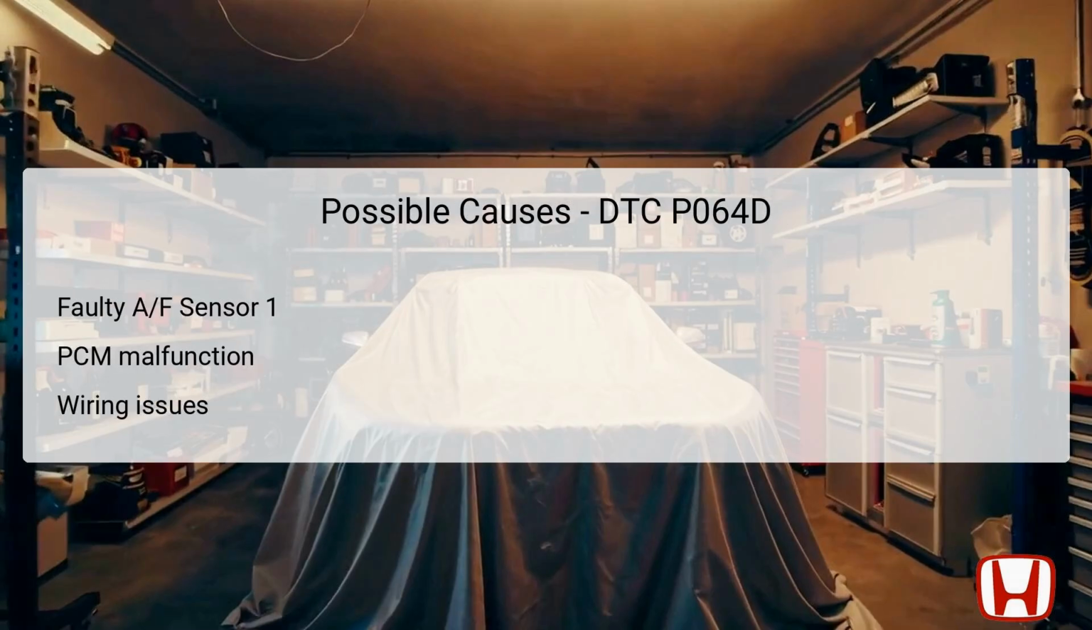Several factors could trigger the DTC P064D. A faulty air-fuel ratio Sensor 1 is among the most common culprits. If the sensor itself is malfunctioning, it may provide inaccurate data to the PCM. Secondly, the Powertrain Control Module could also be at fault. Any internal issues within the PCM, such as software problems or hardware malfunctions, could lead to improper processing of sensor data. Additionally, wiring issues can create discrepancies in current readings, resulting in a failure to recognize accurate communication between the AF sensor and the PCM.